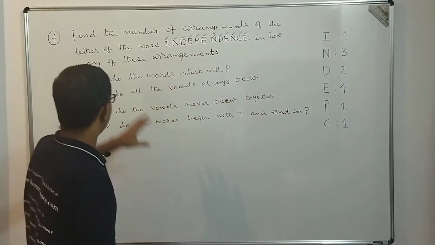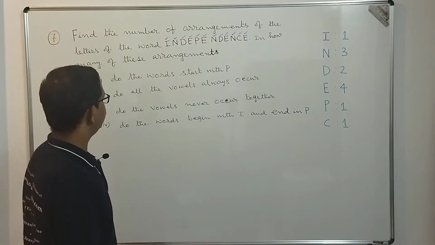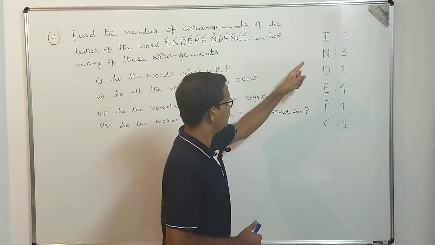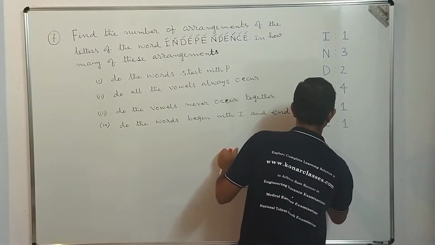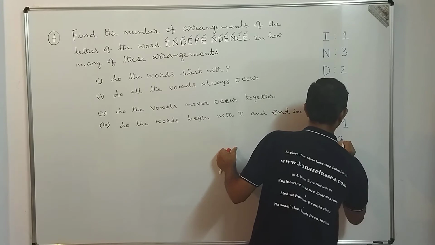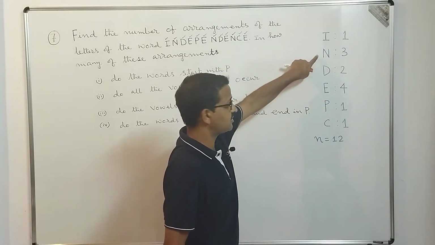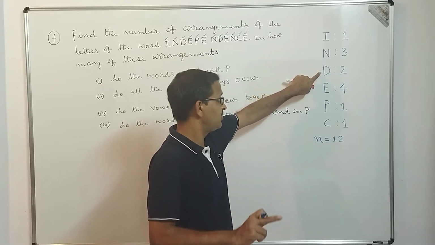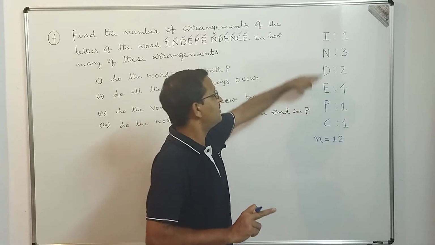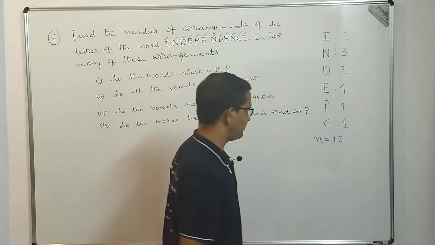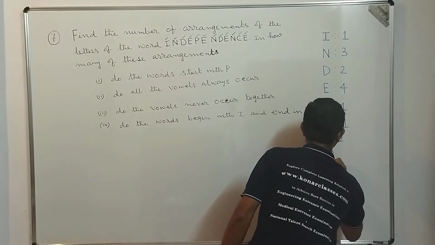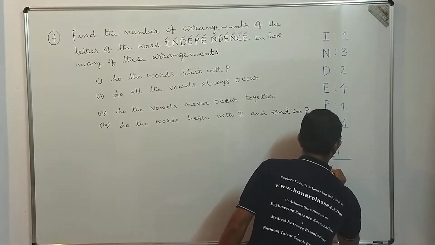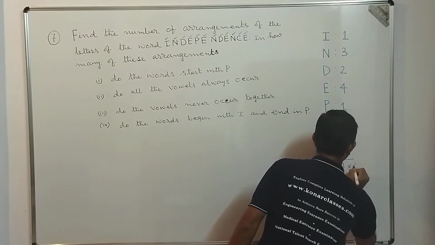Fine. Now to answer the first part of the question, find the number of arrangements of the letters of the word independence. It means that n is equal to 12, correct or not? And out of these 12 objects, there are 3 objects of one type, that is n, 2 objects of another type, that is D, 4 objects of another type, E, and the rest of the objects are distinct. So what is the number of arrangements? That should be 12 factorial divided by 3 factorial into 2 factorial into 4 factorial.